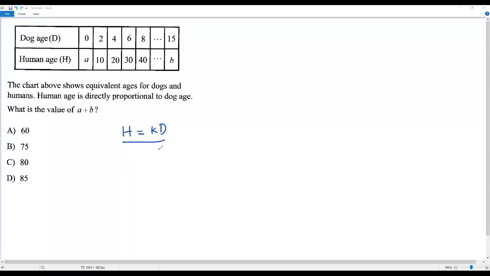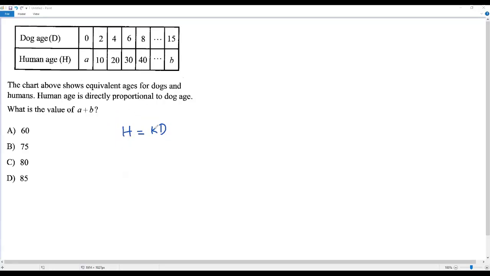In case human age is inversely proportional to dog age, then the equation will be H equals K over D. But this is not required for this problem, because that is for inverse proportion. In the given question, human age and dog age are in direct proportion, so this is the equation which represents the direct proportion relationship.